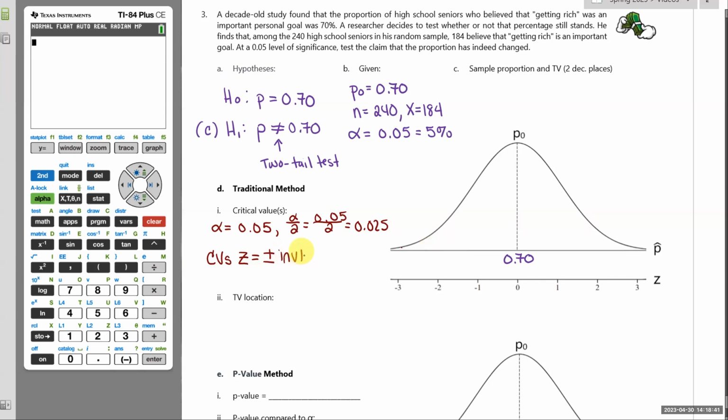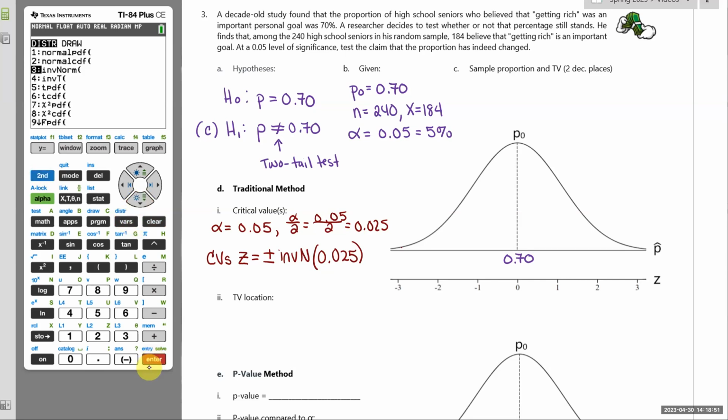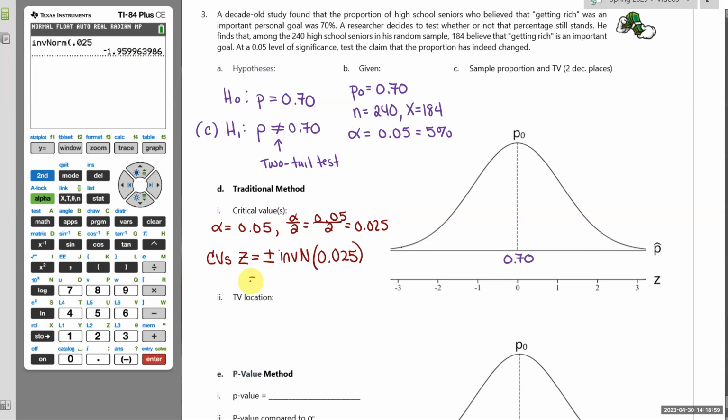So you're going to inverse norm your alpha over 2 value. That will give you one of those z-scores, and then we just remember the plus minus part. That one is going to give you the negative z-score, 1.96. But we know we've got 2 z-scores for a two-tail test, so plus or minus 1.96. All right, so let's put those in. Critical value, negative 1.96. Critical value, 1.96.